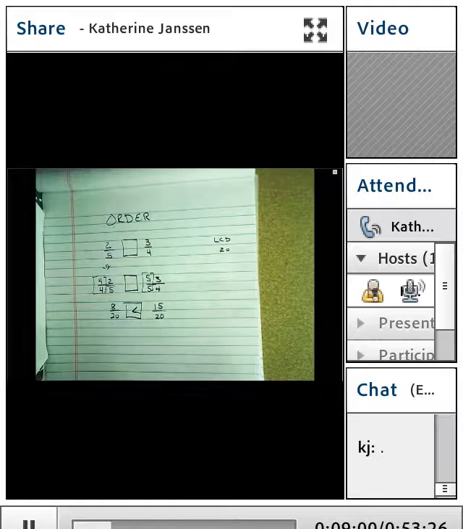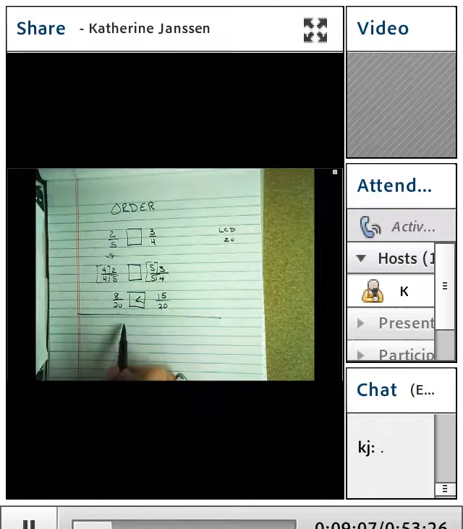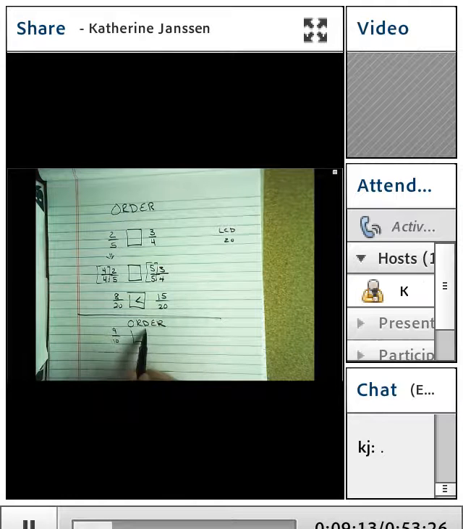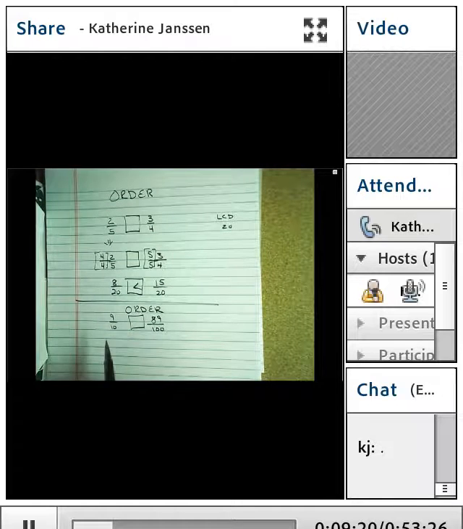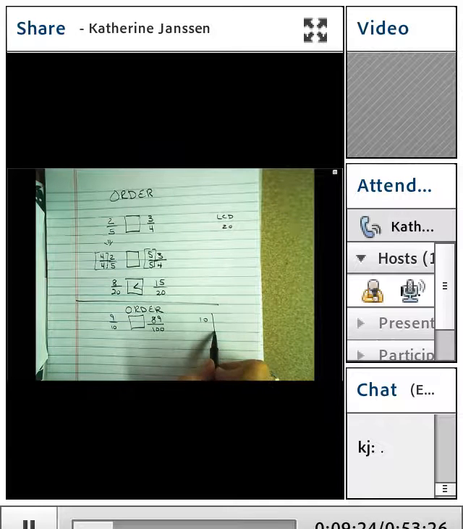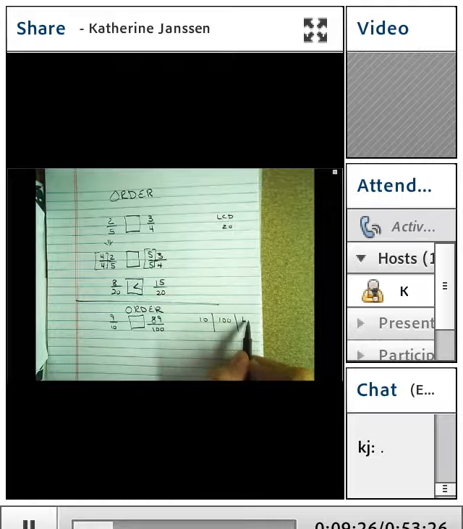We need a common denominator in order to compare. We're looking at order. I have 9/10 compares to 89/100ths. Well, tenths and 100ths are not equivalent, so I need to determine my least common denominator.